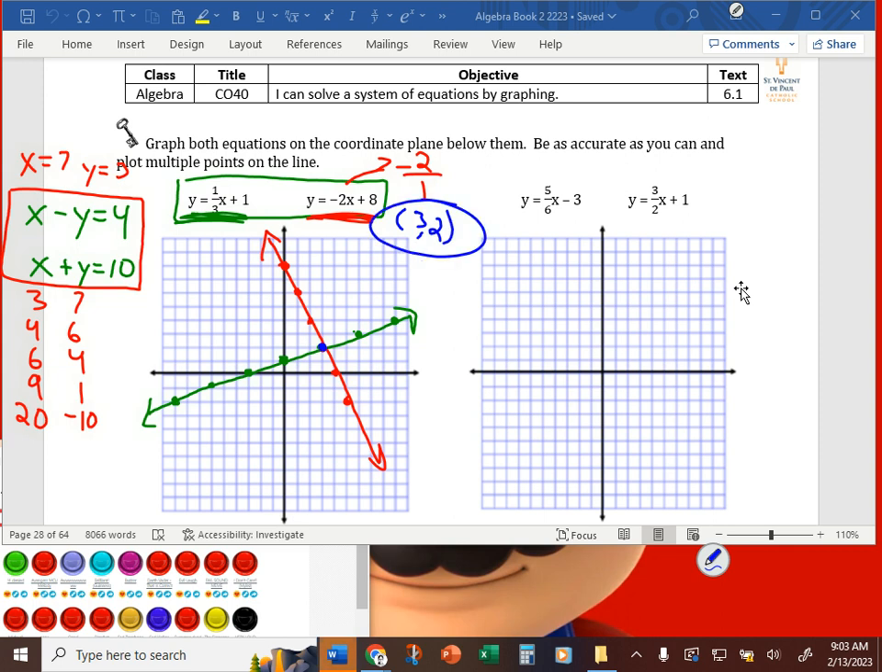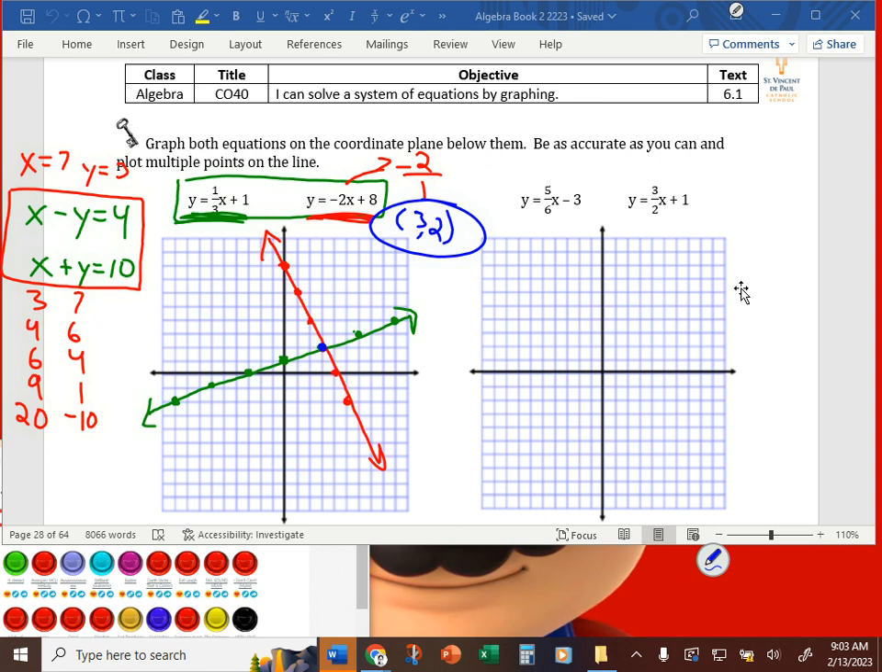So the solution to that system, the one solution in the system, is x equals 3 and y equals 2. Any questions? Cool. This is easy. I'm glad you think so.